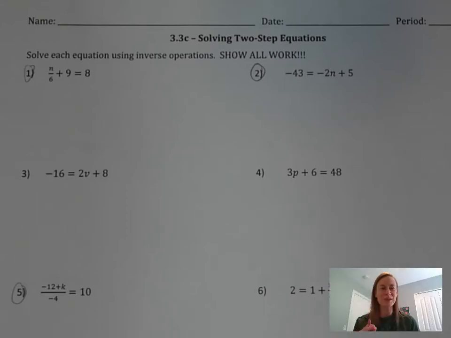Hey there, math students. We're going to do a little bit more work today with solving some two-step equations. So let's go ahead and get started.